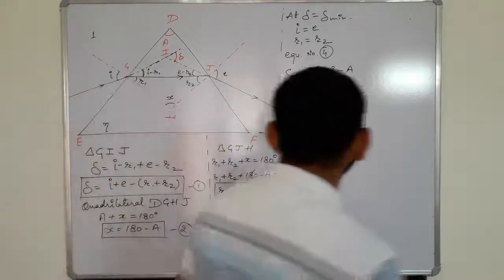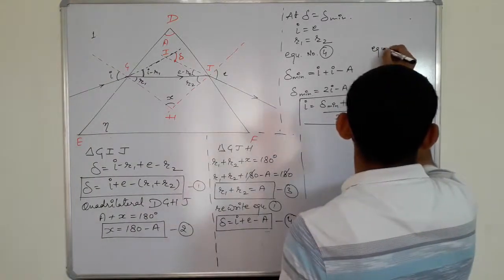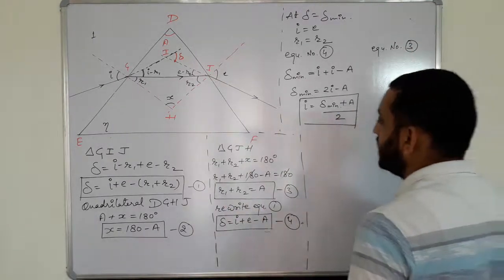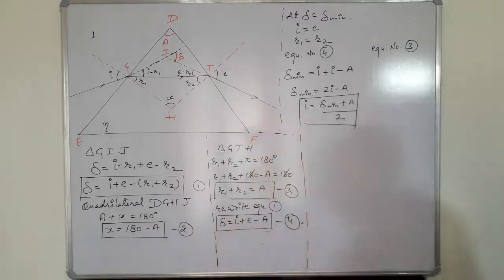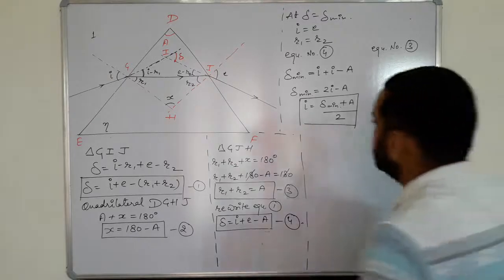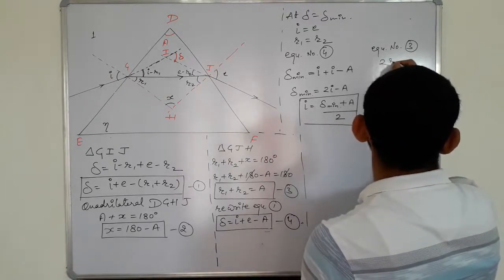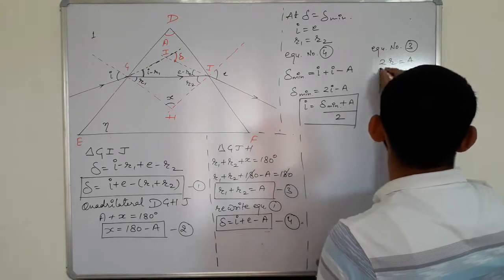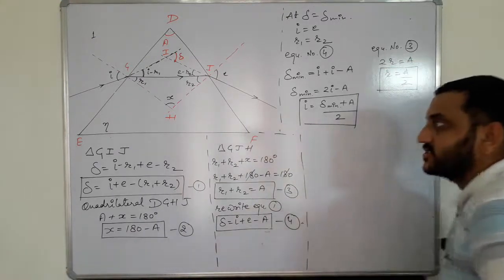Again see equation number 3. If we see equation number 3, you can say R1 and R2 are the same when R1 and R2 are equal, when delta is equal to delta minimum. If R1 is equal to R2, then we can write 2R equals A, then R equals A by 2. This is the angle of refraction.